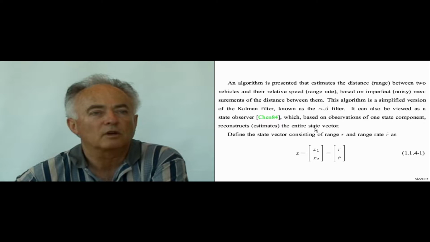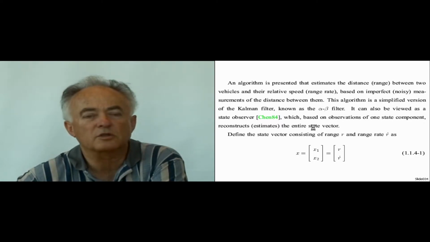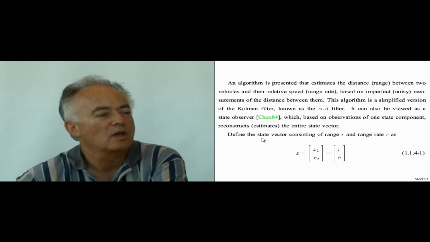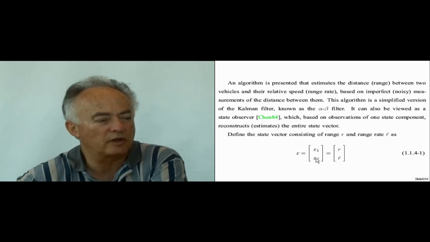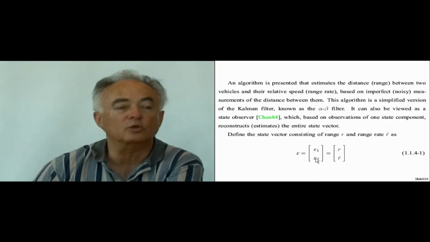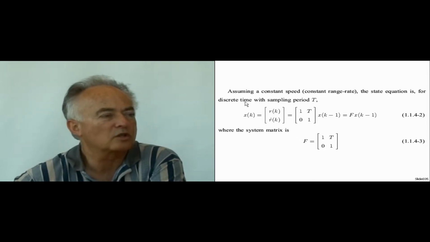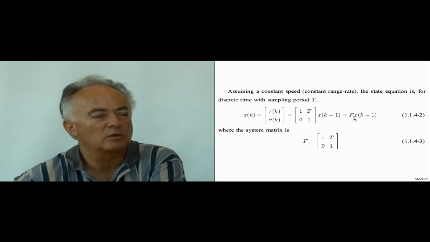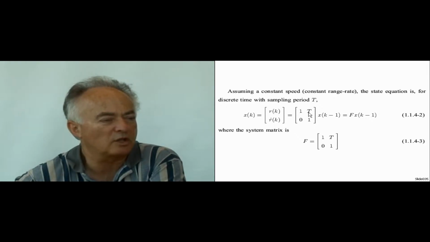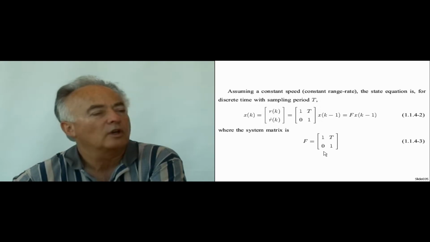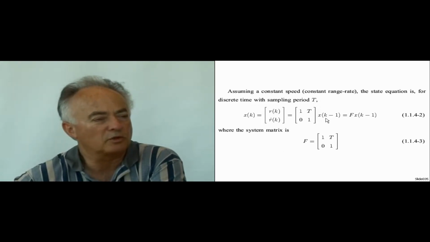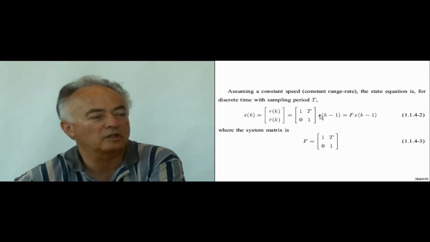So really, it is a connection between deterministic linear system theory and stochastic systems. You can see it in this way. We define the state vector consisting of range and range rate. The vector is x, first component x1, second component x2. Now, if we assume a constant speed or constant range rate, the state equation for discrete time with a constant sampling period T is: x at time k is this matrix times x at time k minus 1, which is F x(k-1). F is the transition matrix, and this really represents a double integration. The velocity r dot is the same as the previous one in this model, and the position at time k is the position at k minus 1 plus T multiplied by the velocity at k minus 1.